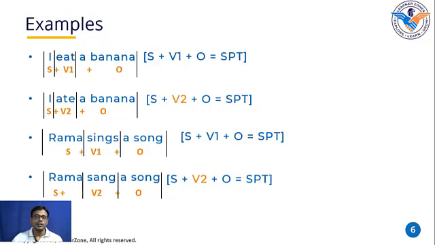Okay? Without knowing the first shape, second shape and third shape, you will not be able to do anything. So Rama sang a song. S plus V2 plus O equals simple past tense. The simple present tense of this is S plus V1 plus O. Just to convert this into simple past tense, I have replaced this V1 with V2. That's it. I've done nothing else. It is very, very simple. Okay?